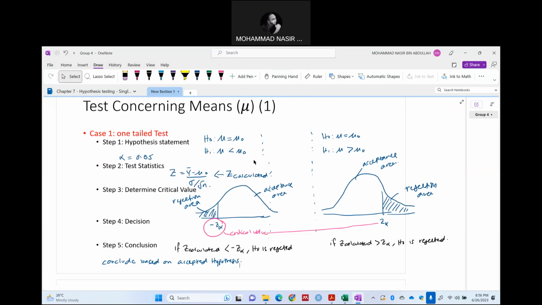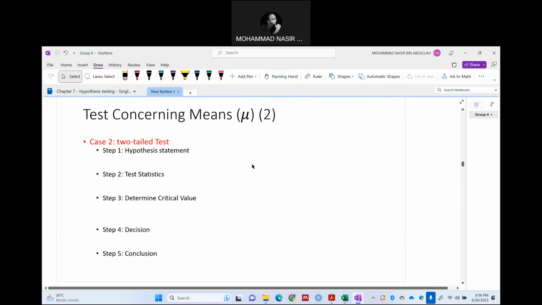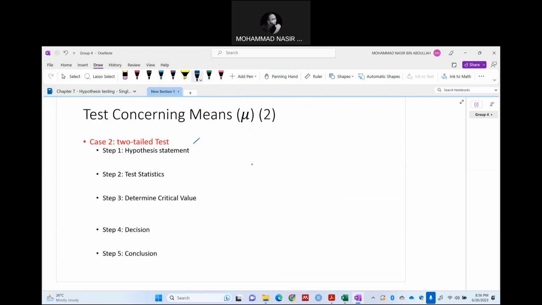Okay, we move to the next case. Case number 2, we have a two-tailed test. The hypothesis statement will be the null hypothesis mu equal to mu naught, and the alternative hypothesis mu is not equal to mu naught. And of course, we need to state the level of significance, which is alpha.